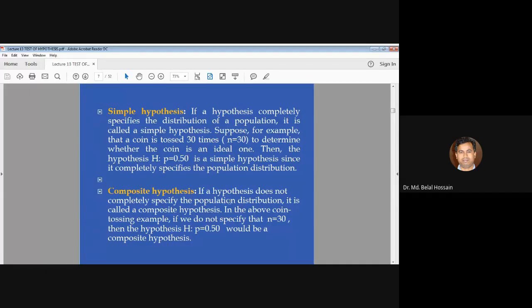Composite hypothesis is totally opposite to that. If a hypothesis does not completely specify the population distribution, it is called a composite hypothesis. For example, in the coin tossing example, if we do not specify that n equals 30, if it is not given, then the hypothesis p equals 0.50 would be a composite hypothesis, because we don't know the two parameters of the distribution.